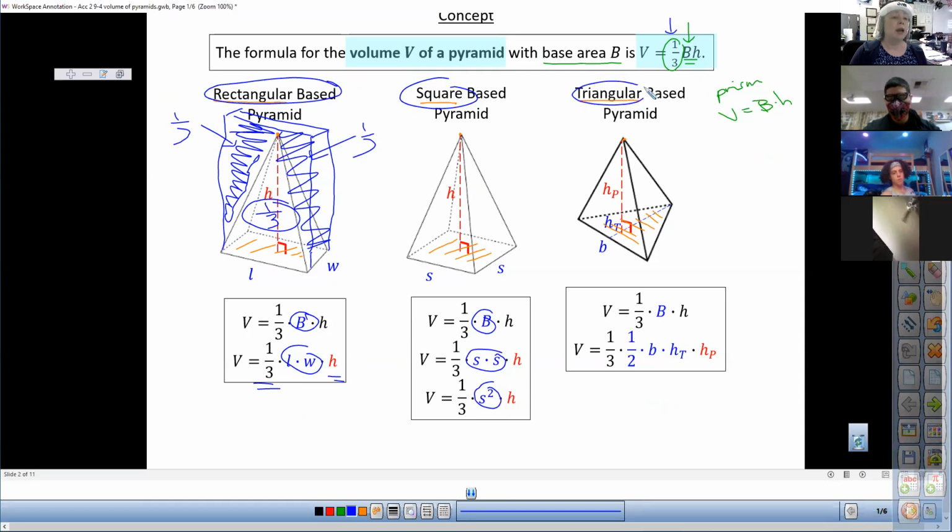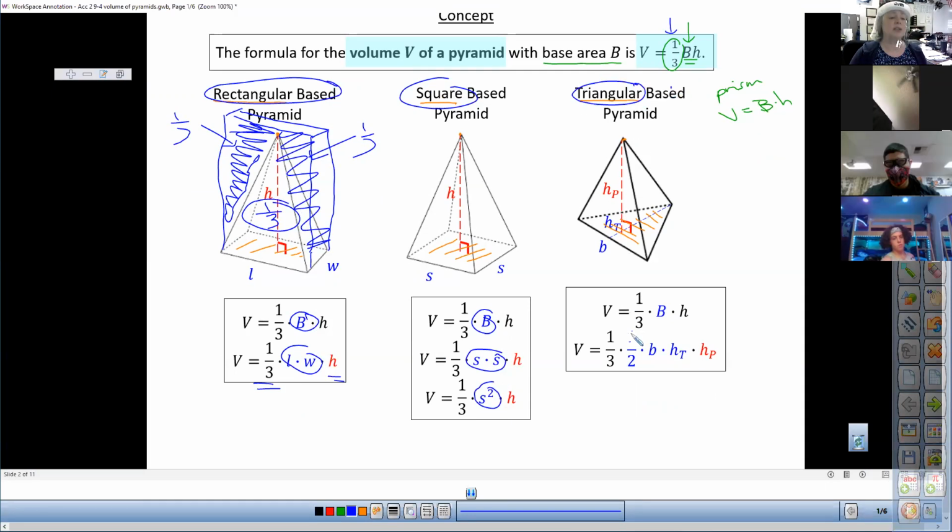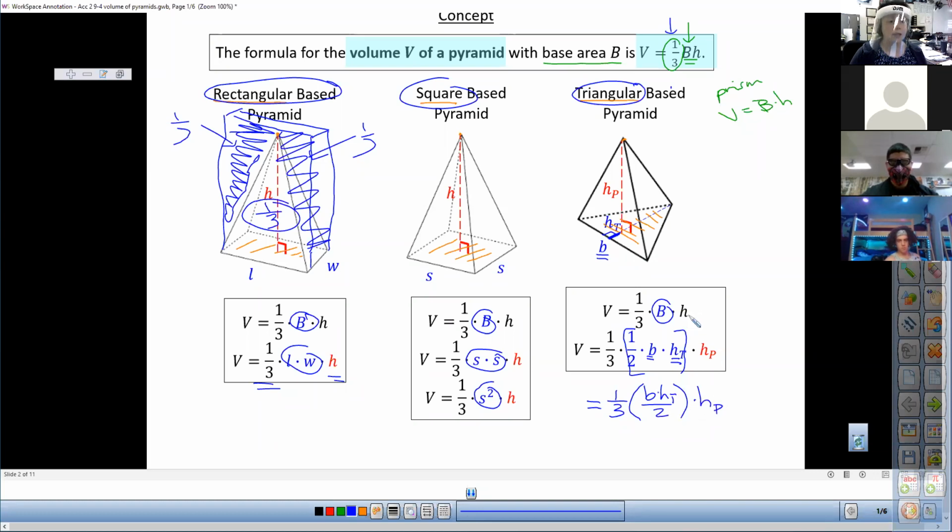And if we have a triangular-based pyramid, this is the one that's a little bit more involved because our base area is the base edge of the triangle, shown here, times the height of the triangle, which is perpendicular to the base. There's our right angle there, times half, or divide by 2 if you prefer. So this can also be written as 1/3 times base times the height of the triangle divided by 2, then times the height of the pyramid. That's what this h is, the height of the pyramid.